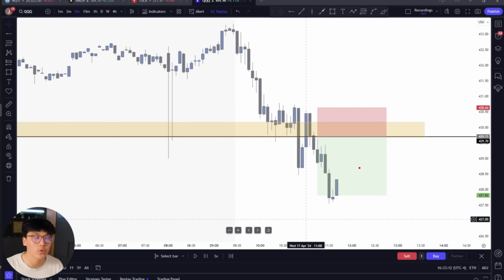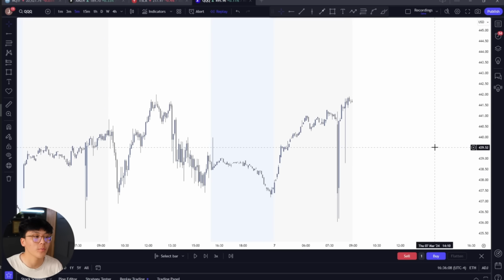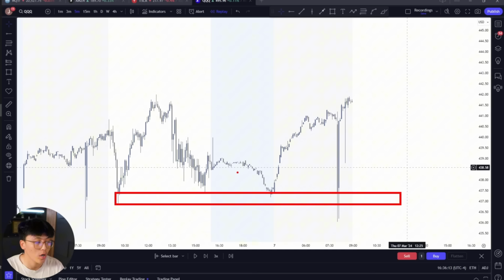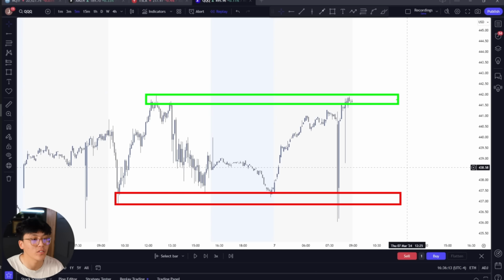So now let's go on to another example of the previous day high and low break and retest. As you can see, we're on another example here on the QQQ, and what we're going to mark down as always is your previous day's lows. We're also going to mark out your previous day's highs as well.